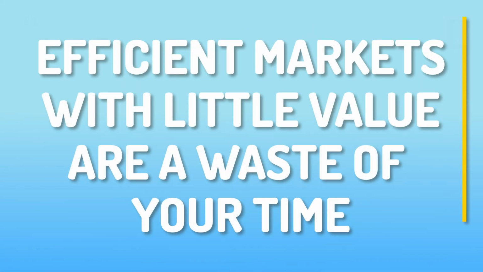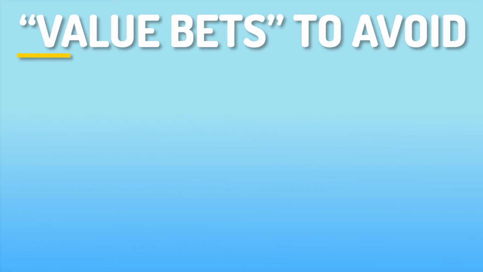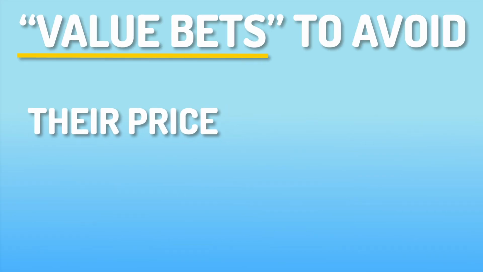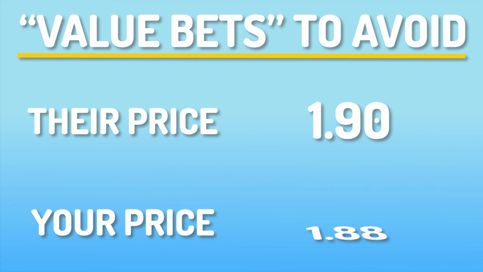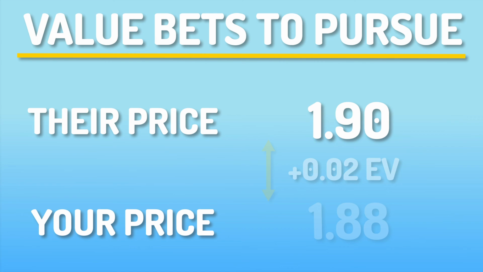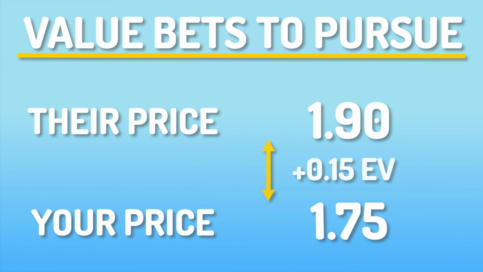You don't want to find yourself having to extract small amounts of value from very efficient markets. We would not recommend making a value bet when the book's price is, for the sake of an example, 1.90 in decimal odds compared to your price of 1.88. You'd rather be making a bet where you think the price should be 1.75 compared to the book's 1.90. This gives you not only more expected value but also a higher margin for error.